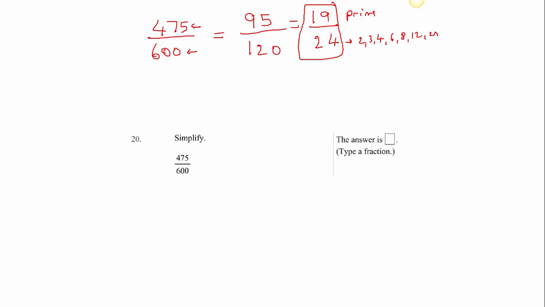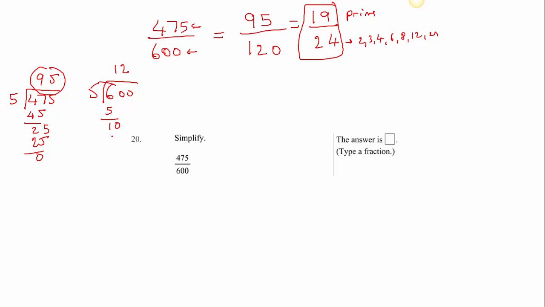You can also, if you don't like the way I did it, use 475 divided by 5, right? So that's going to be 9. 9 times 5, 45. Remainder is 2. Bring down the 5. 25 by 5 is 5. 5 times 5, 25. 0. That's how we got the 95. 600 divided by 5. 6 by 5 is 1. Remainder is 1. Bring down the 0. 10 by 5 is 2. 2 times 5, 10. Remainder is 0. Bring down the 0. And 0 divided by 5 is 0.